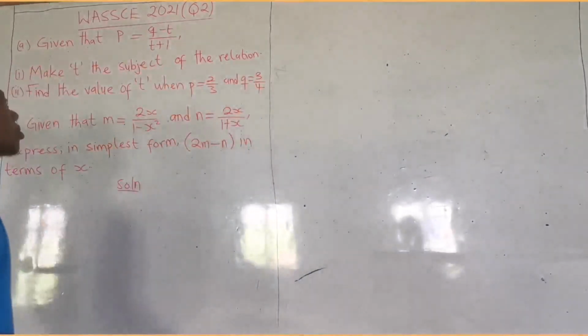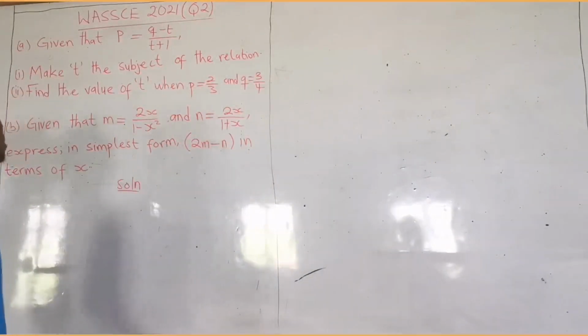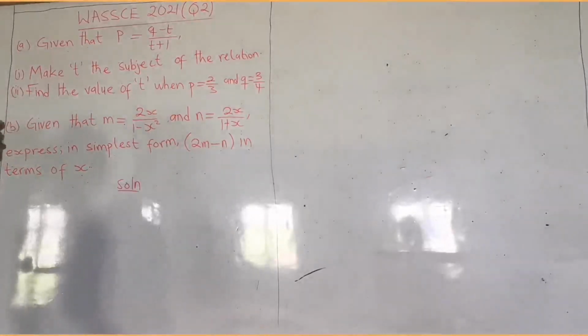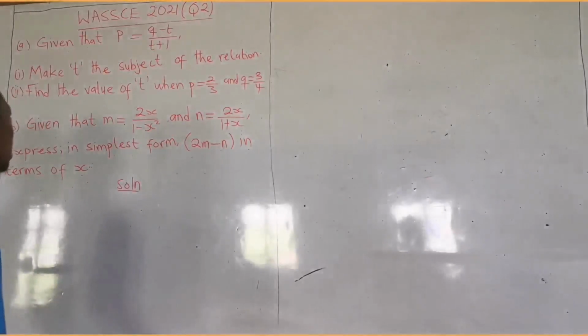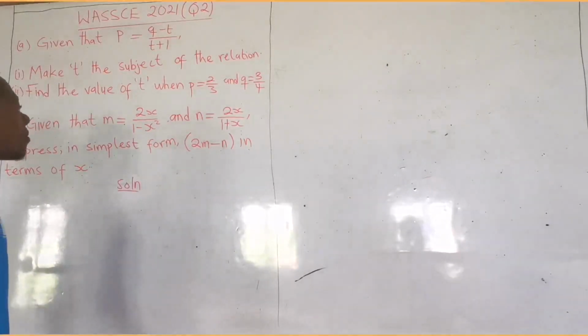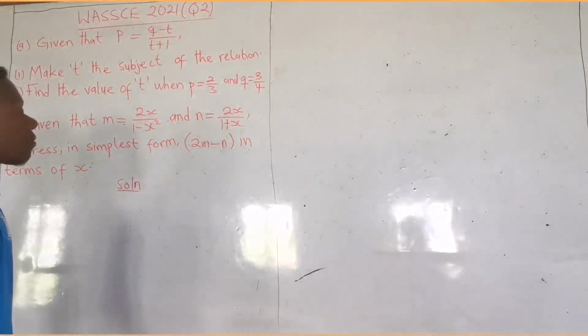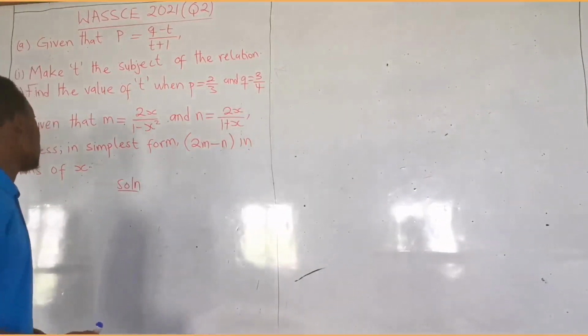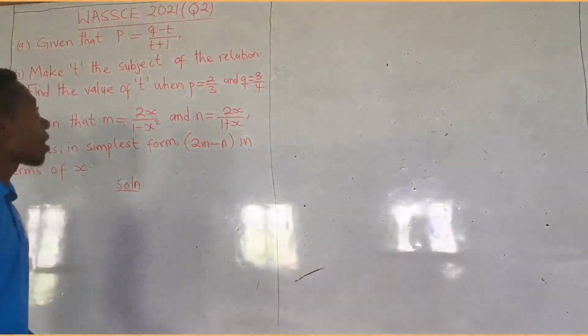Given that P is equal to Q minus T all over T plus 1, (i) make T the subject of the relation, and (ii) find the value of T when P is equal to 2 over 3 and Q is equal to 3 over 4. So that is what you need to answer, and you also have the B part in that. So let's start with A.